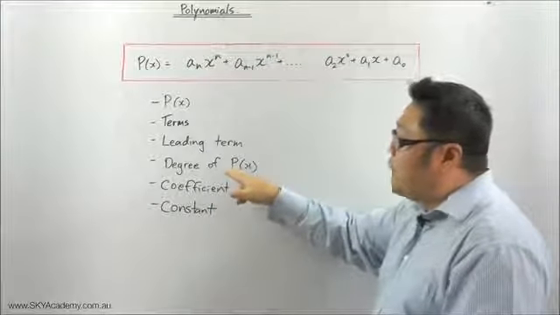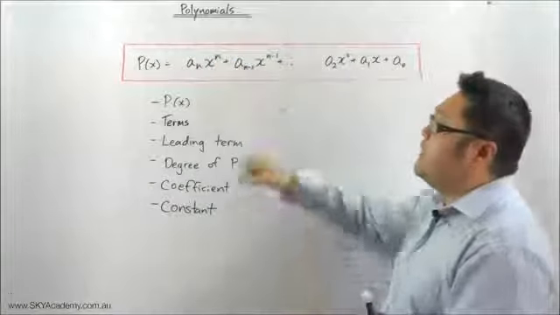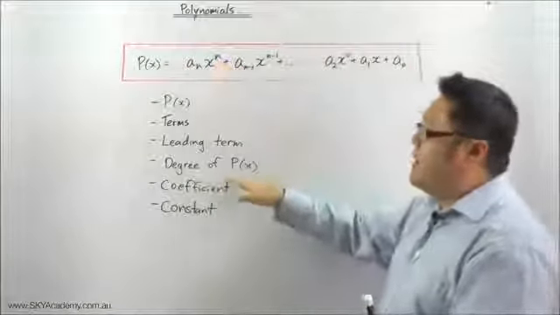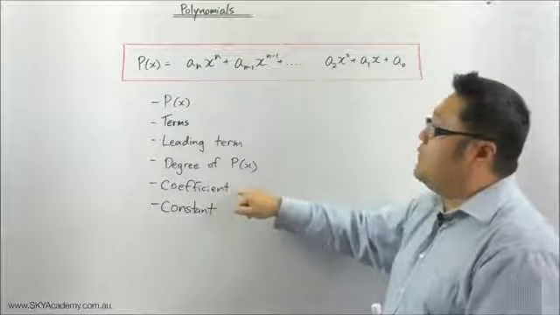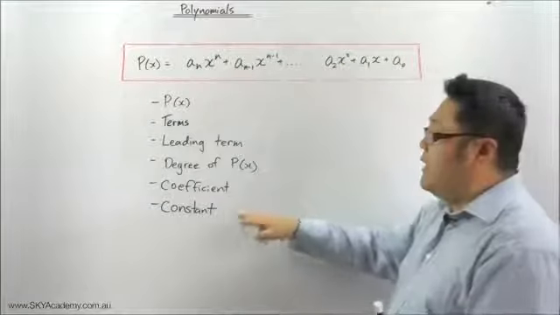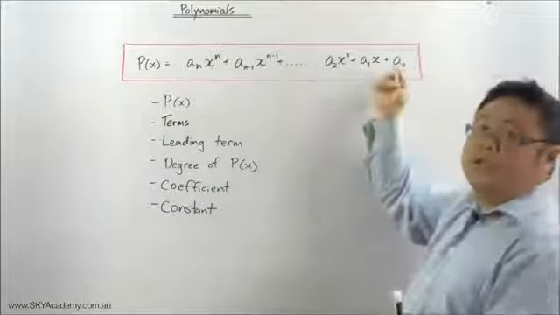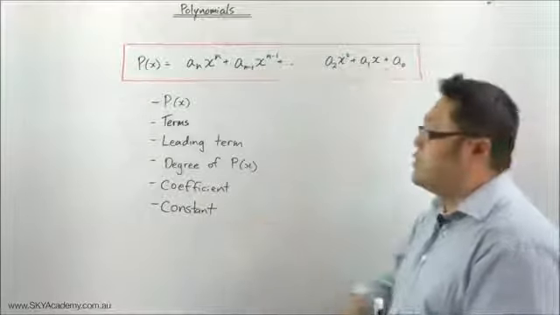The degree of the polynomial is the highest power that it has. So if the highest power was 5, then it would have a degree of 5. Does that make sense? The coefficient is the number in front of the x term, and the constant is the non-x term on the end.